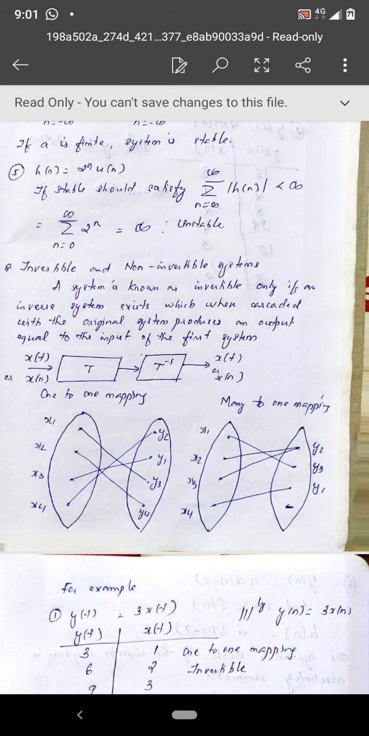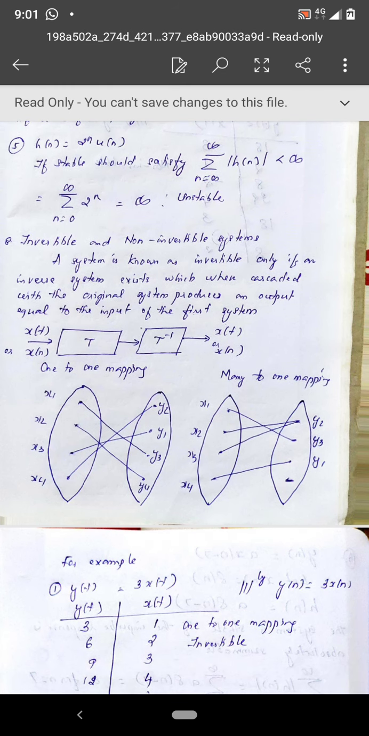That is, you cascade T with its inverse, and you get the output as the same input that you applied to the first system, that is x of t or x of n. If that is happening, then the system is an invertible system. Otherwise, the system is non-invertible. Okay, there is another way of examining whether the system is invertible or non-invertible. You just have to know what is one-to-one mapping and many-to-one mapping.